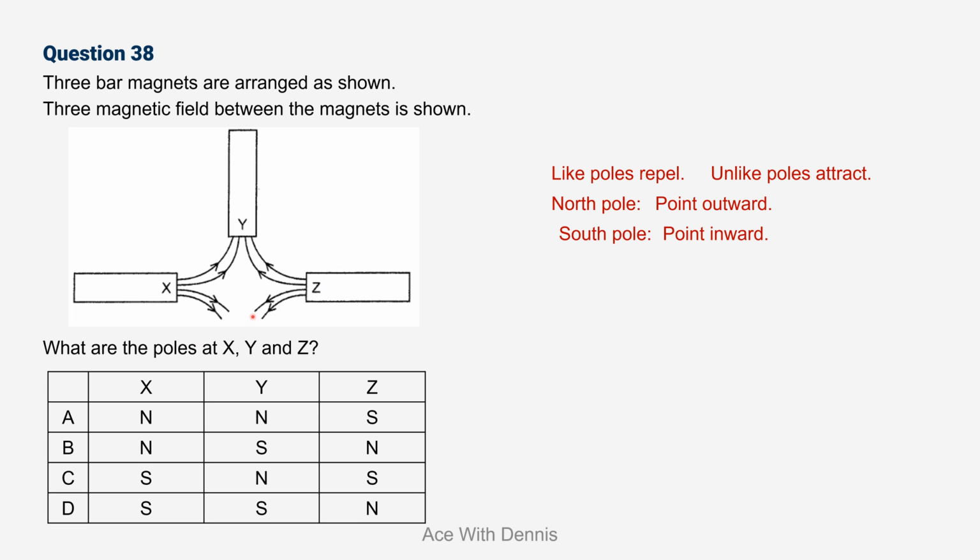So from here, we also can see that X repels with Z. So X and Z will be having the same pole. Then we look at the direction of the arrow. Pointing outwards, it will be the north pole. So X will be north, same as Z will be north. Pointing inwards will be the south pole, so Y will be the S. Hence, the answer will be B, X north pole, Y south pole, and Z is the north pole.